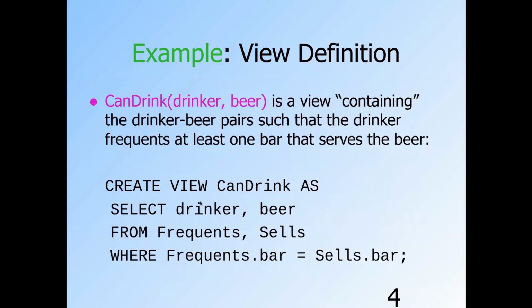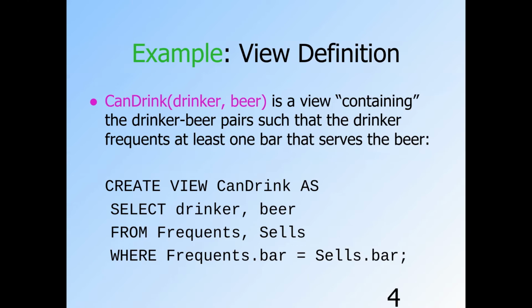Bob can drink Prips. Well, notice how it's ambiguous as to what that means in terms of inserts over the base tables. Because what do we know when we say Bob can drink Prips? We know that there's a bar that Bob frequents, and that bar sells Prips. That's what we're saying. But we can't really identify which bar it is. It could be any of the bars that sell Prips. So it's ambiguous, and you can't reflect the update over the view back into the base tables.